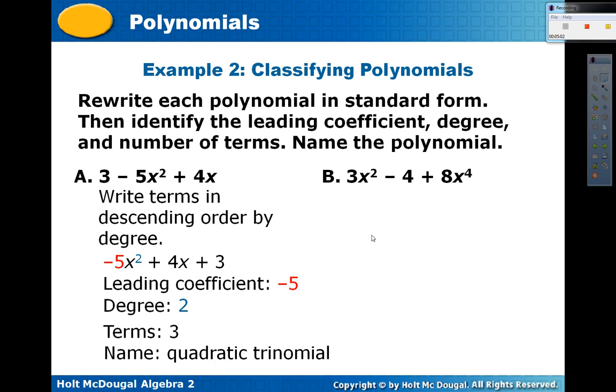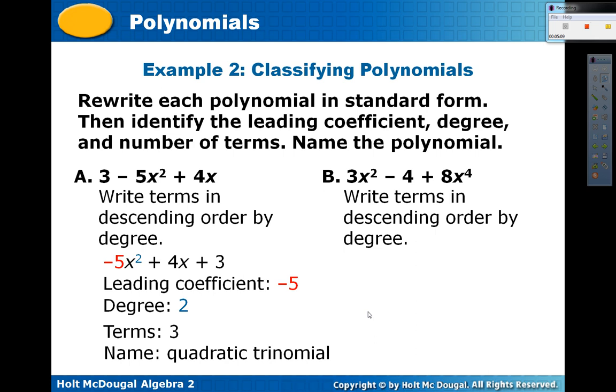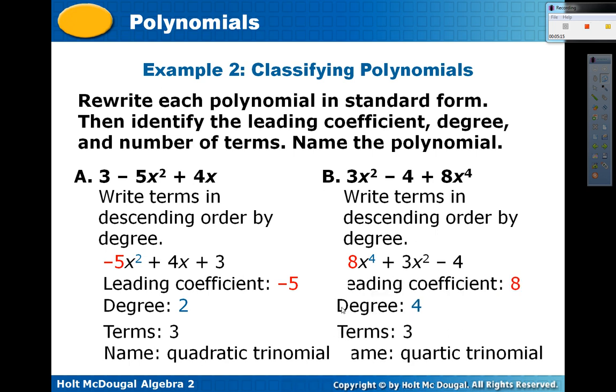Take a look at B. If I rearrange these in descending order by the degree, I would have 8x to the 4th plus 3x squared minus 4, which means my degree is 4. My lead coefficient is 8. There are 3 terms, so it's a trinomial, and since it's a degree of 4, it's going to be a quartic trinomial.